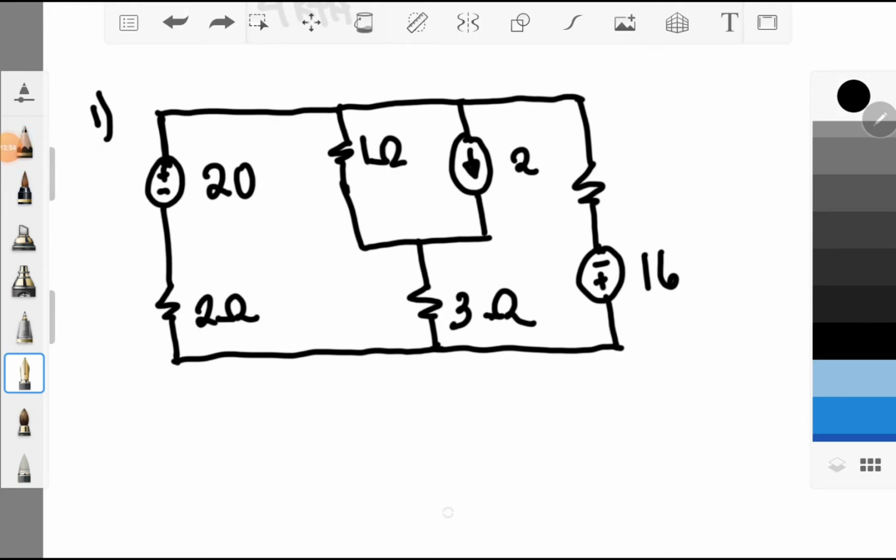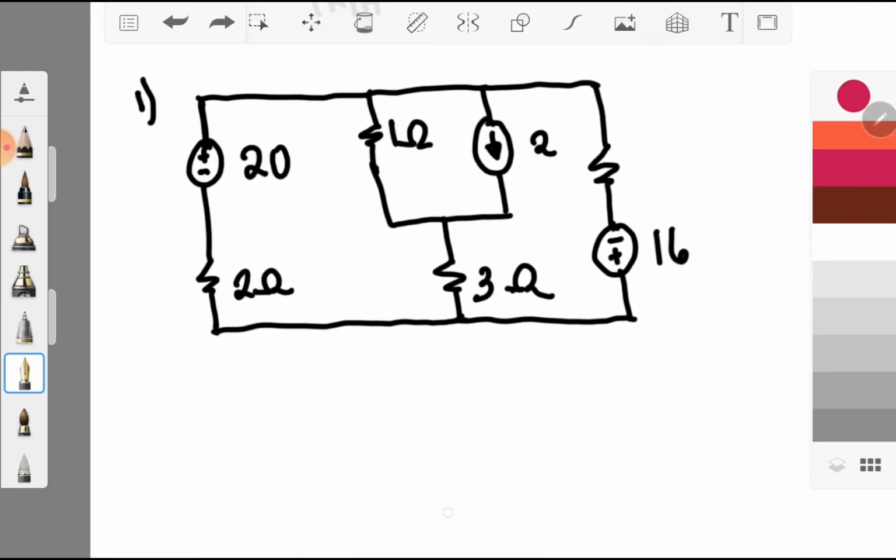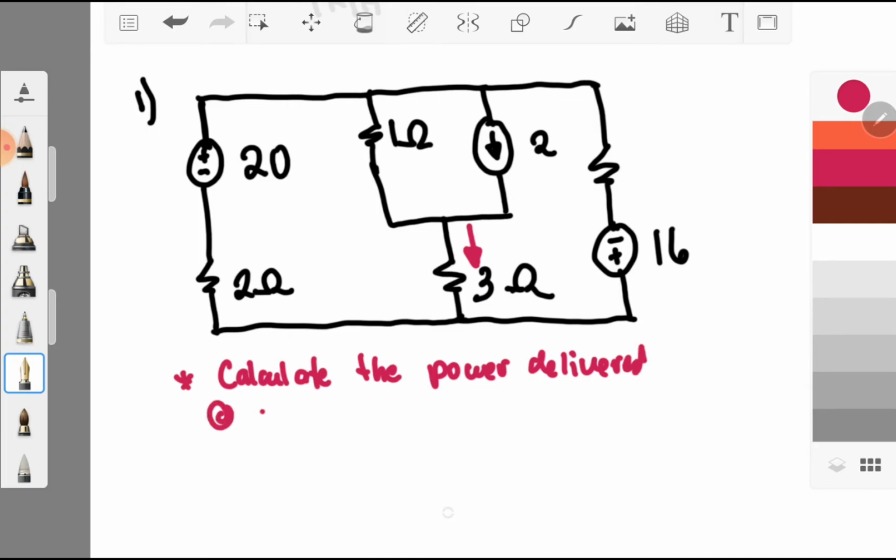So the first thing to do is to analyze the circuit, right? We will solve for the value of I, so take note the value of I is here. Okay. So calculate the power delivered to the 3 ohm resistor. The question will be: calculate the power delivered at the 3 ohm resistor, and also find the value of I. So this will be our I.